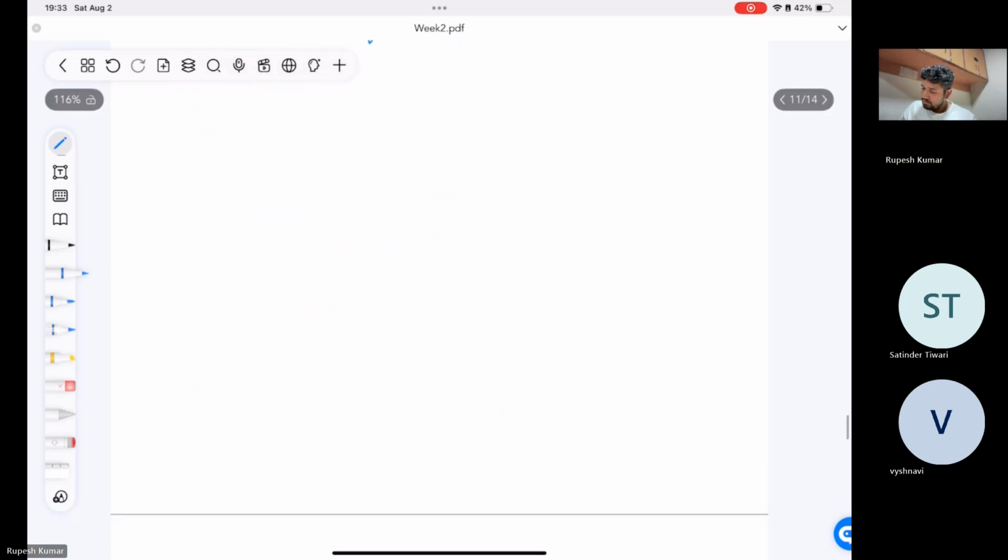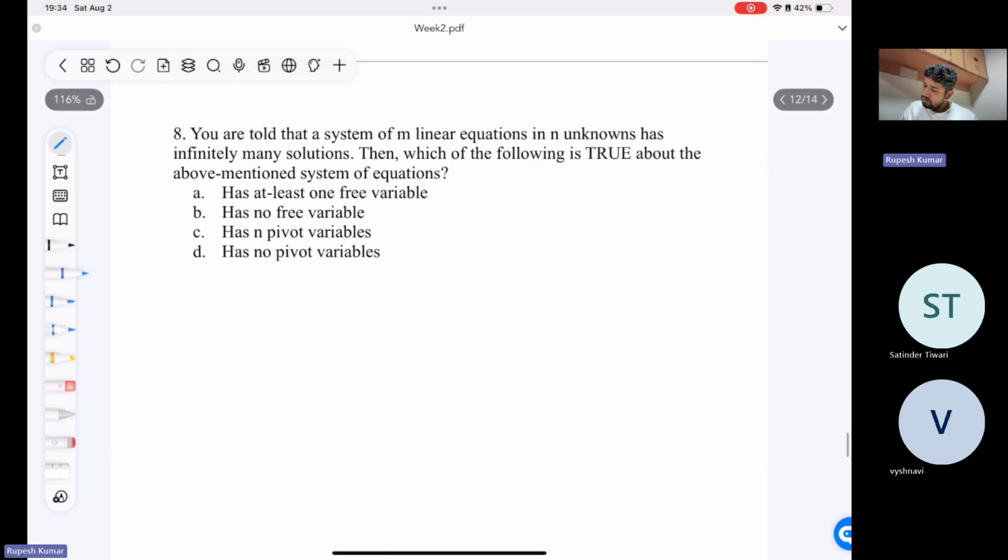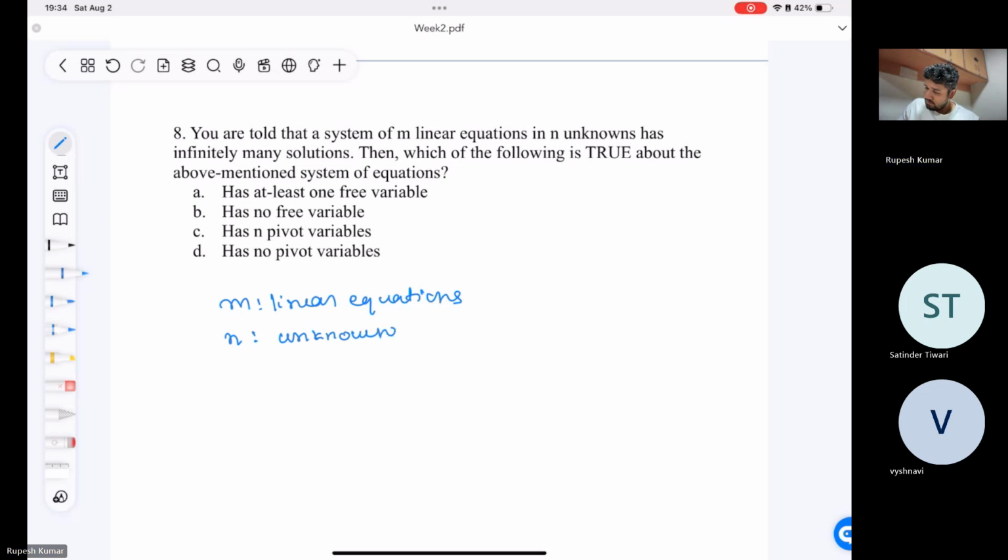Great. So let's move on to question number 8. You are told that a system of m linear equations in n unknowns has infinitely many solutions, right? So you have m linear equations and n unknowns, and it has infinite solutions, right? Then which of the following is true?